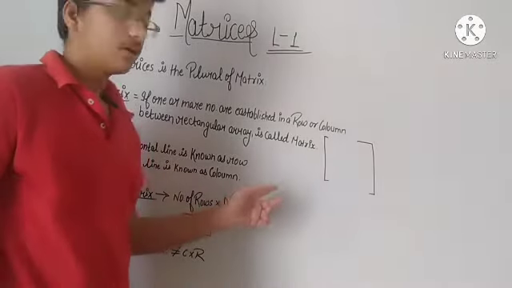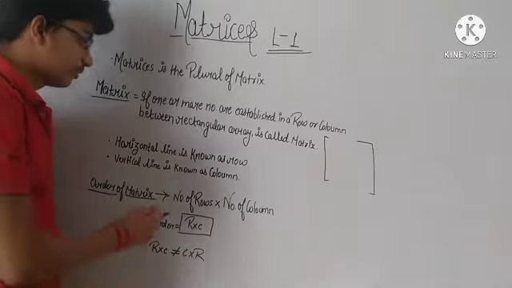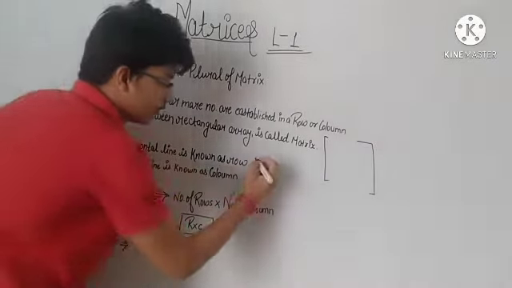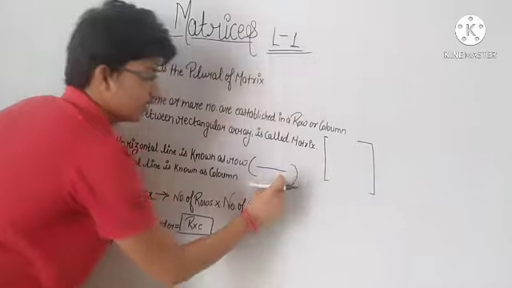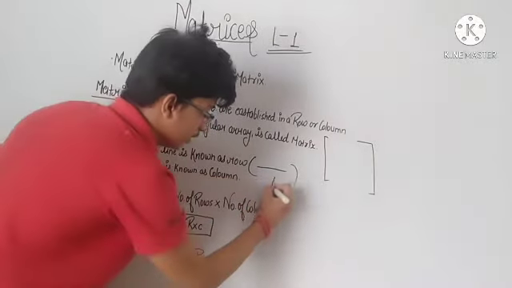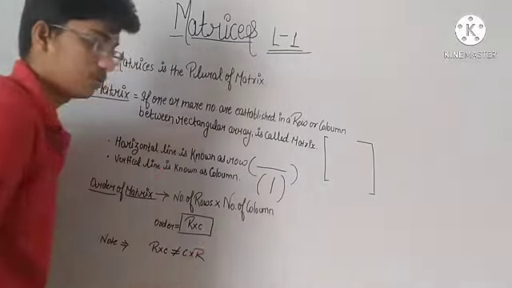After that we have to come on the next point. What is row? Horizontal line is known as row. And the vertical line is known as column.